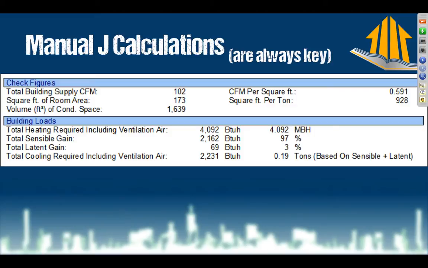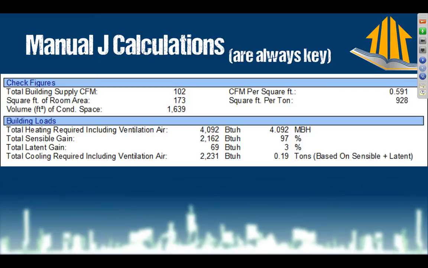We have shy of 2,000 cubic feet of conditioned space. And we're going to be building in about 928 square feet of living area per ton of air conditioning. That's actually not super great. A lot of my clients that I help plan this stuff for are getting up to 1,600 square feet per ton.